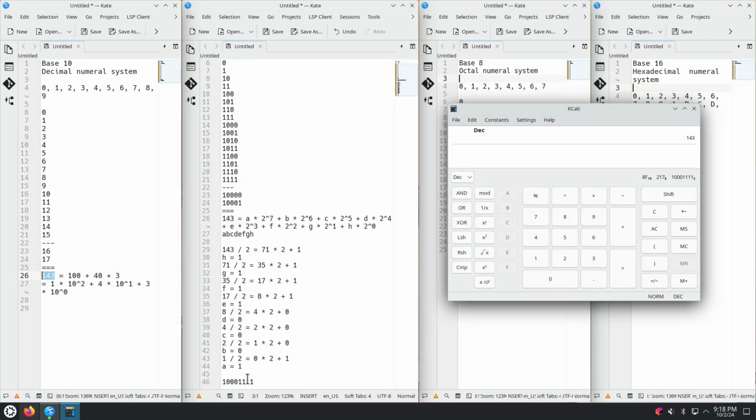numeral system value, which is 1, 3 zeros, and then 4 ones. And it says that it's in base 2 by putting a small 2 after this number. It also automatically computed the octal number, which is 217 in base 8, and the hexadecimal number, which is an uppercase 8F in base 16.